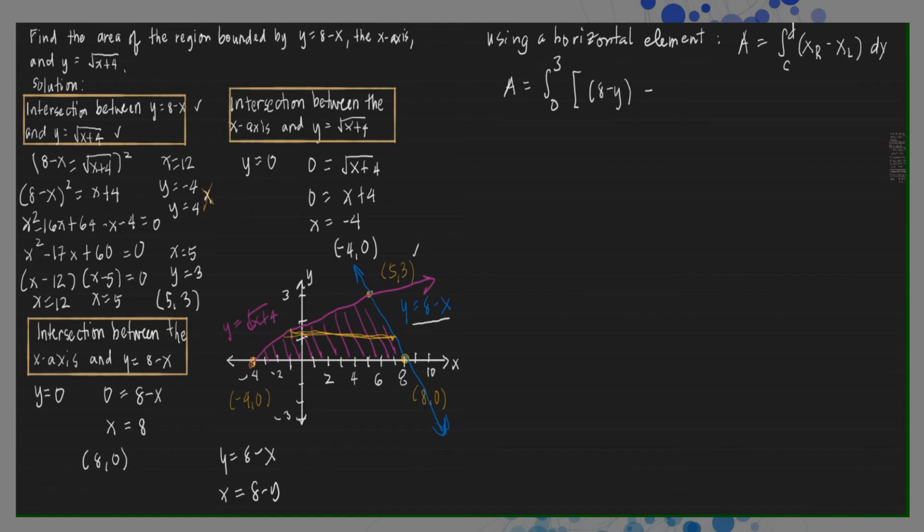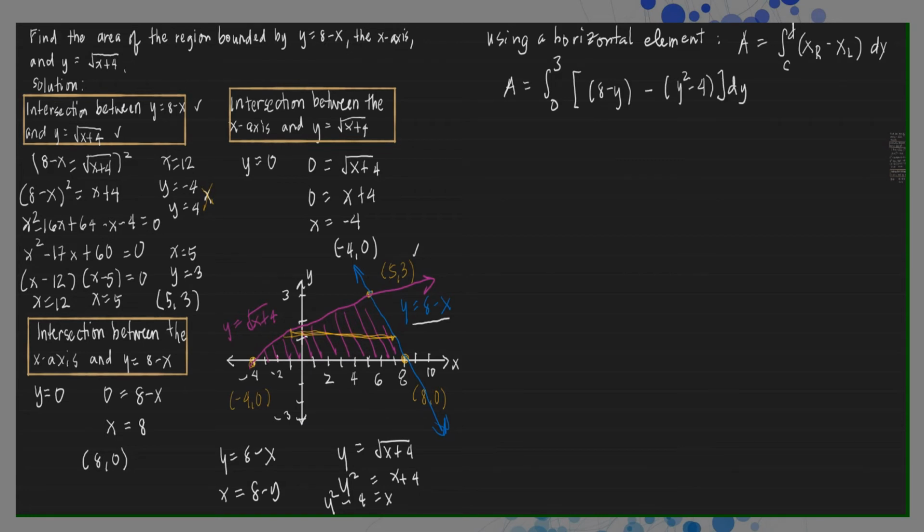Minus, for x left, we have y equals square root of x plus 4. Again, we need to get the expression of x in terms of y. So to do this, we square both sides of our equation. So we get y squared is equal to x plus 4, and so y squared minus 4 is equal to x. Therefore, our x left is y squared minus 4.